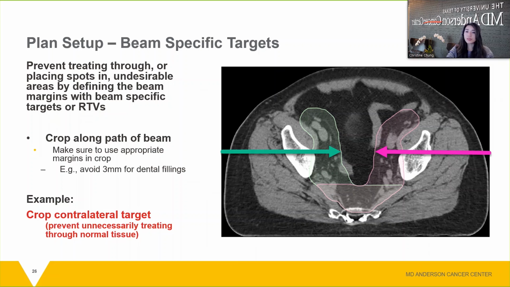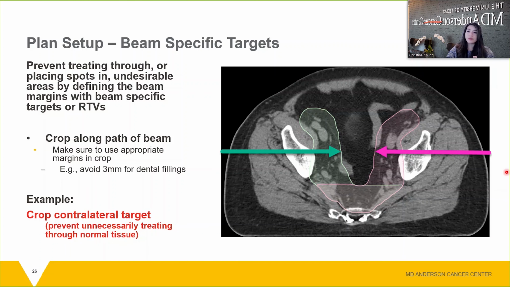It's also important not to unnecessarily treat through normal tissue. So this is another use for beam-specific targets. So you can always crop away the disjointed contralateral target, which you can see here. The left side is completely cropped out of the right side target and vice versa.